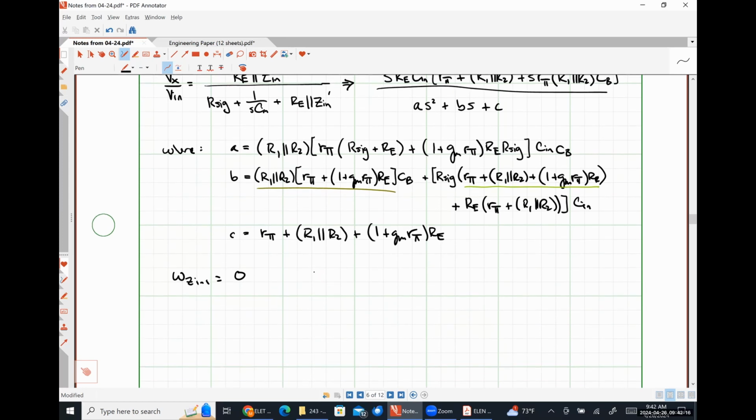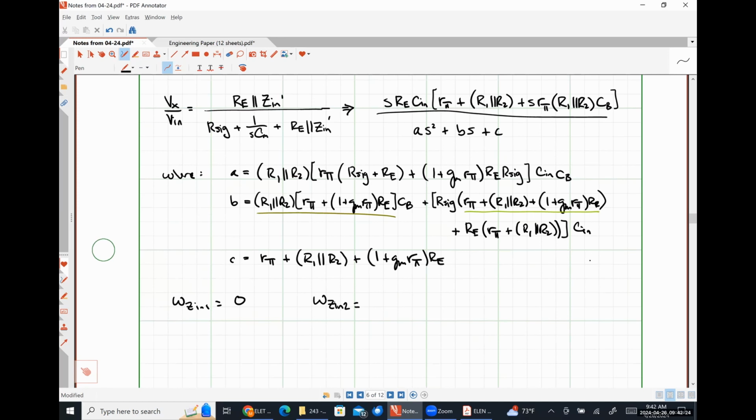We have a second pole that's going to be at -1 over, actually, no, let's do it this way. It'll be R pi plus R1 in parallel with R2 over R pi times R1 in parallel with R2 times CV.